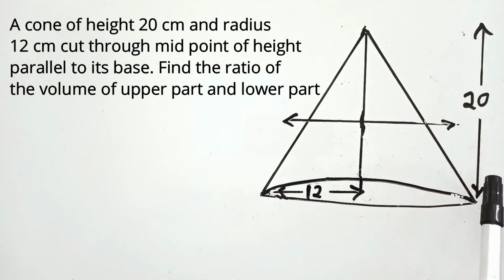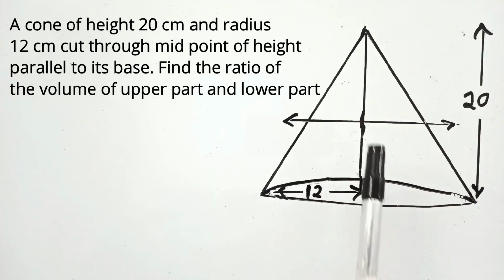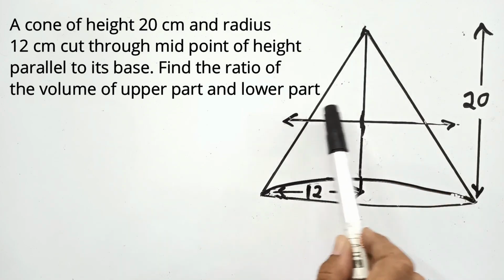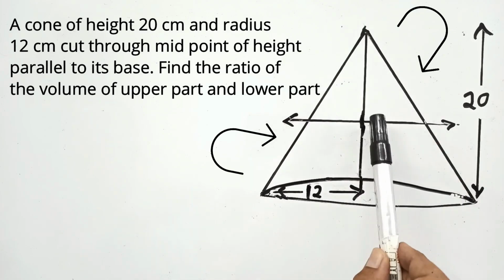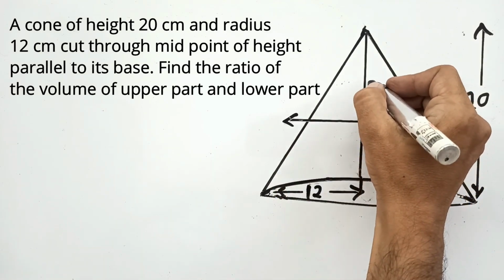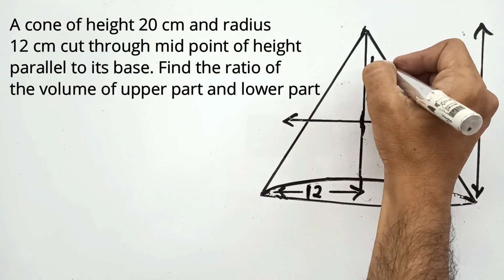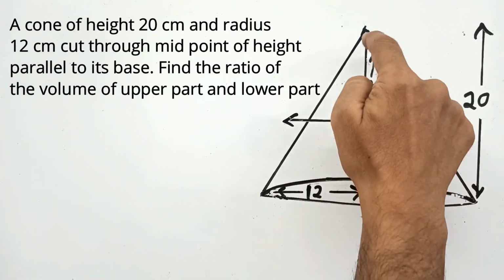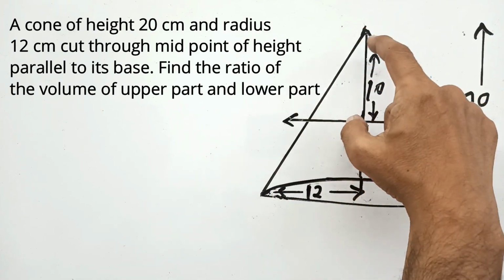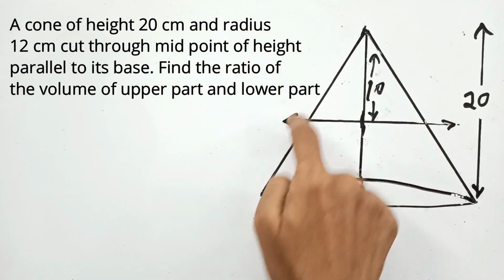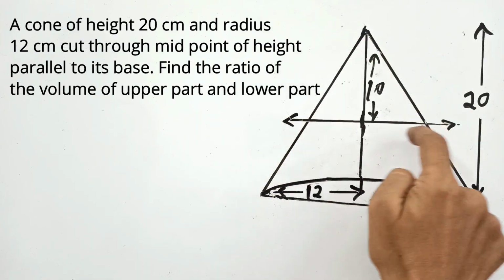A cone of height 20 cm, radius 12 cm is cut through the midpoint of its height, parallel to the base. Find the ratio of the volume of the upper part and the lower part of the cone. Now see student, the cut is through the midpoint of its height, so this will be 10 cm. This portion means the height of the upper part. Now see, the upper part is in the form of a cone, so the volume will be very easy to find, and the lower part we will find out by the volume of this bigger cone minus the smaller cone.